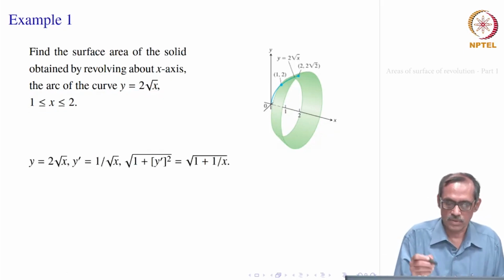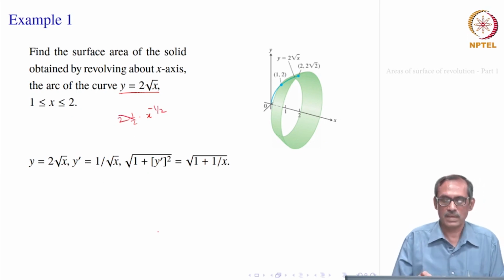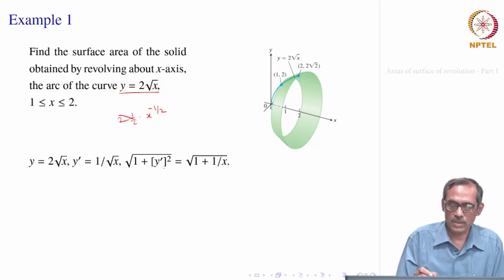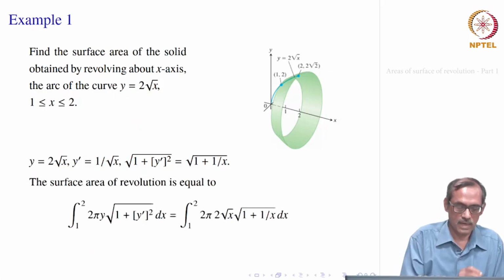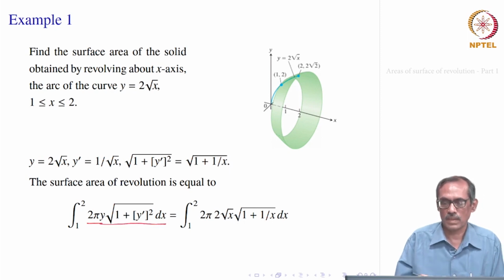Here of course, we will be using the formula, but first let us see what the function is. It is y equal to 2 root x. So, we need the derivative. The derivative is 1 divided by root x, right. It is x to the power half, so it is half x to the power minus half, and there is a 2. So, that cancels, and you get 1 divided by square root of x. So, 1 plus y prime squared is 1 plus 1 by x. Then the surface area will be the integral of 2 pi y square root of 1 plus y prime squared dx, fine.